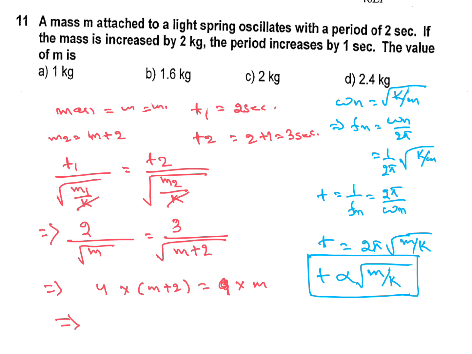If we solve, m equals 8 by 9 minus 4, which is 5. So m is 8 by 5, which is 1.6 kg. Mass is 1.6 kg. B is our answer.